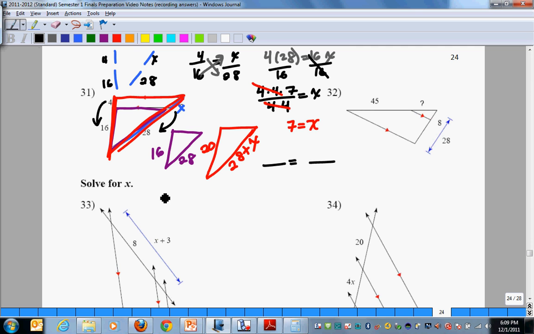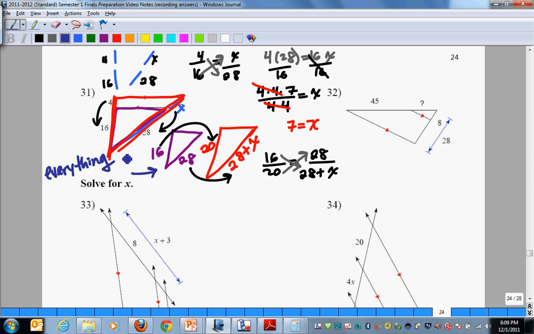So I can go this way if you'd like. You can go 16 over 20 equals 28 over 28 plus x. You cross multiply, you're going to get the same answer, which is x equals 7. The pulling apart triangle method, this second method works for everything. You just have to be very careful when you pull them apart that you get those full sides done properly.